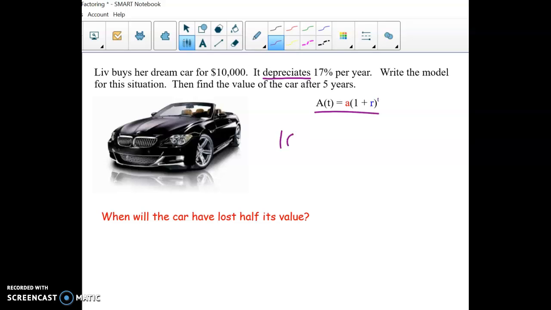Okay, so little a is 10,000. And then we're going to do 1 plus the rate as a decimal. So for 17%, it's 17 out of 100. So you can do that in your calculator or just move the decimal place over twice. Should get 17 hundredths like that. And then the time is 5 years. Okay, and now it's really just a matter of typing it in on the calculator.